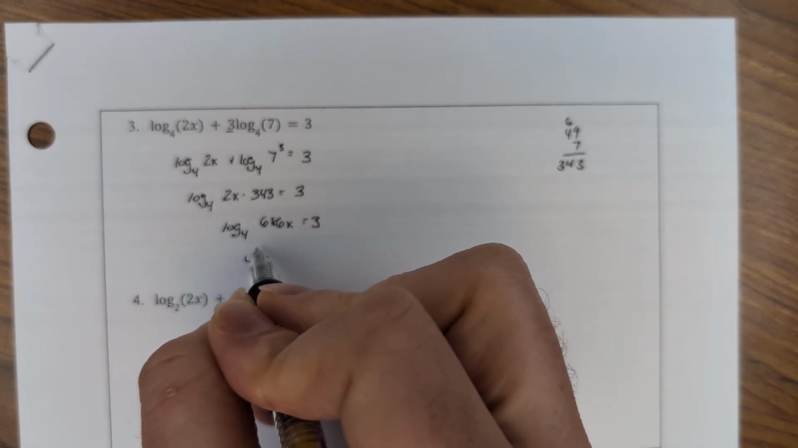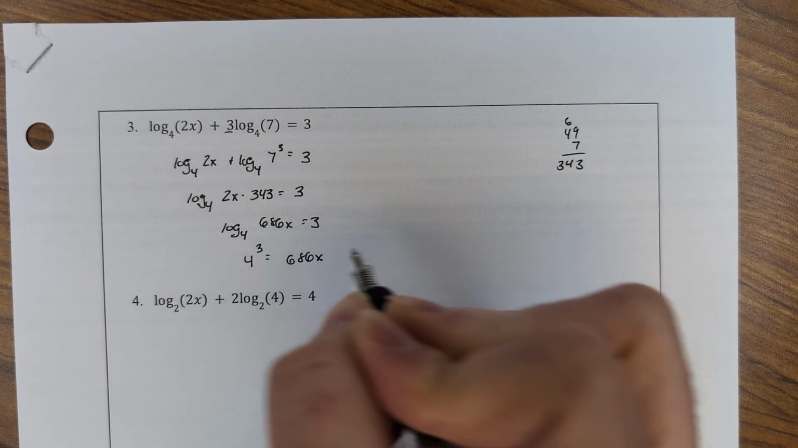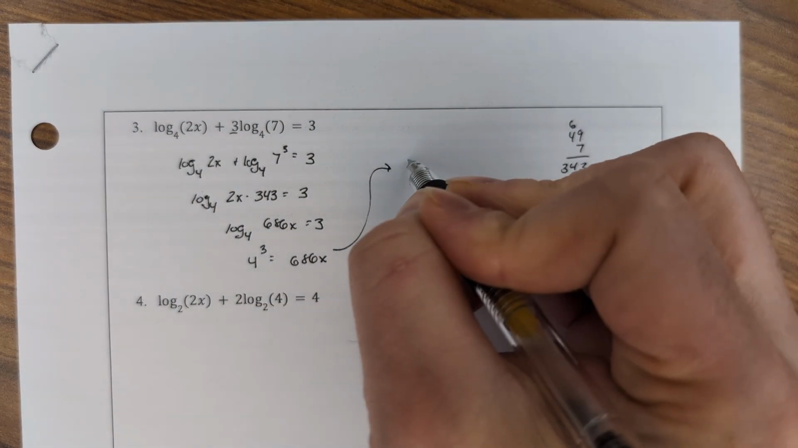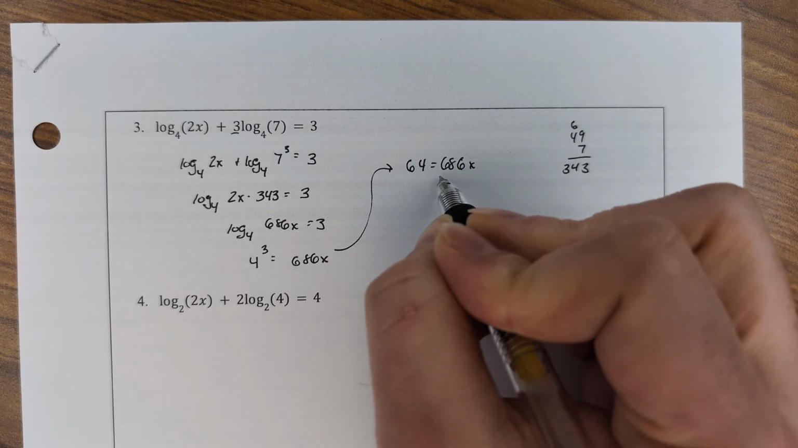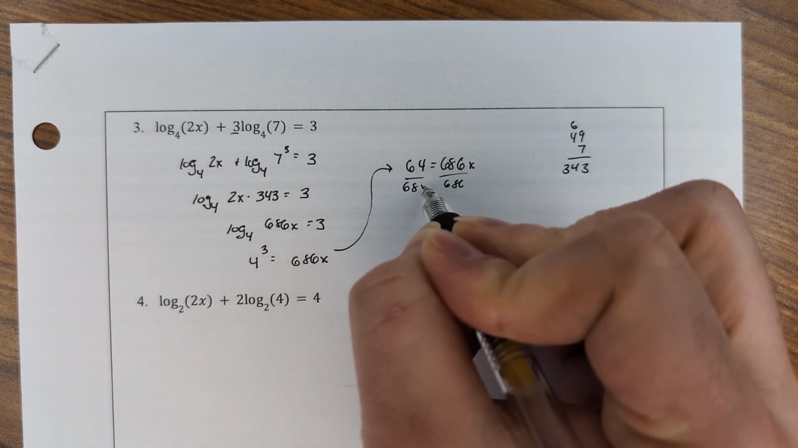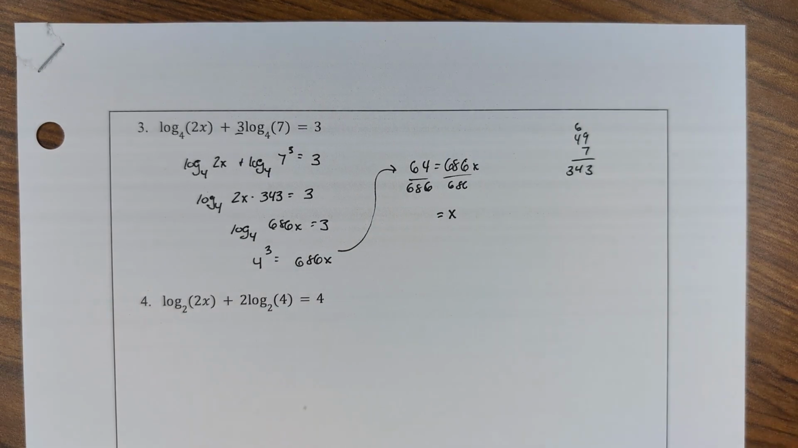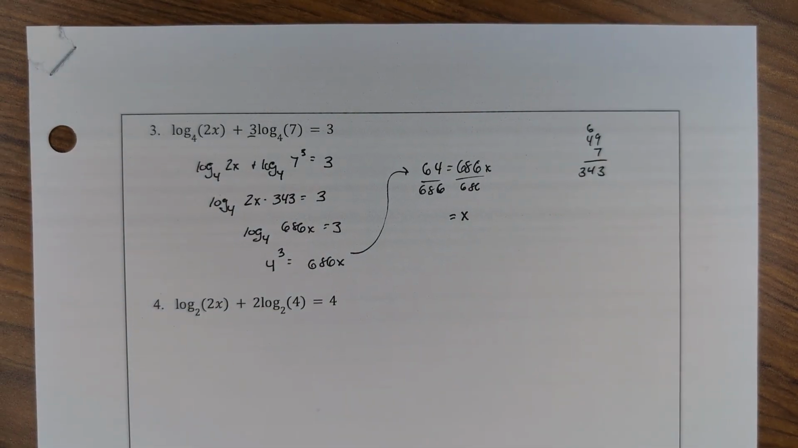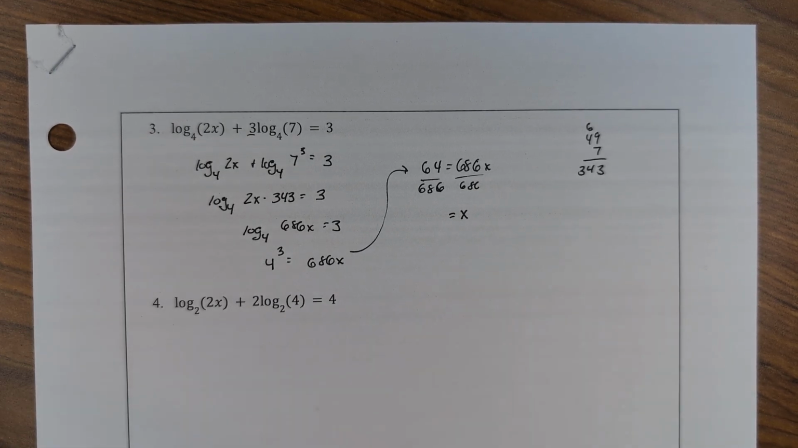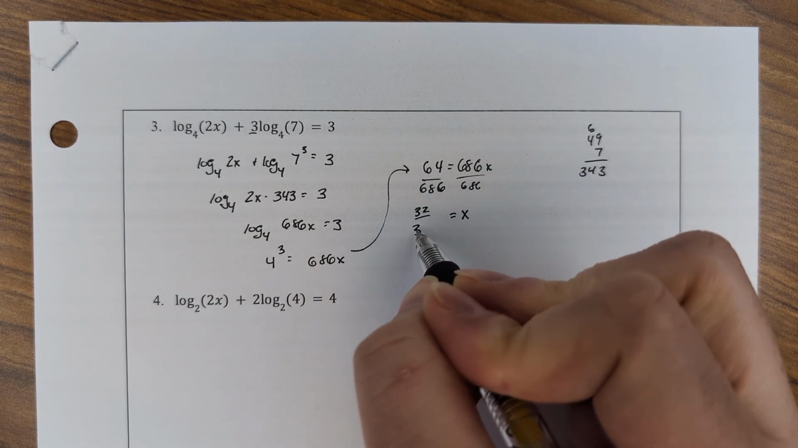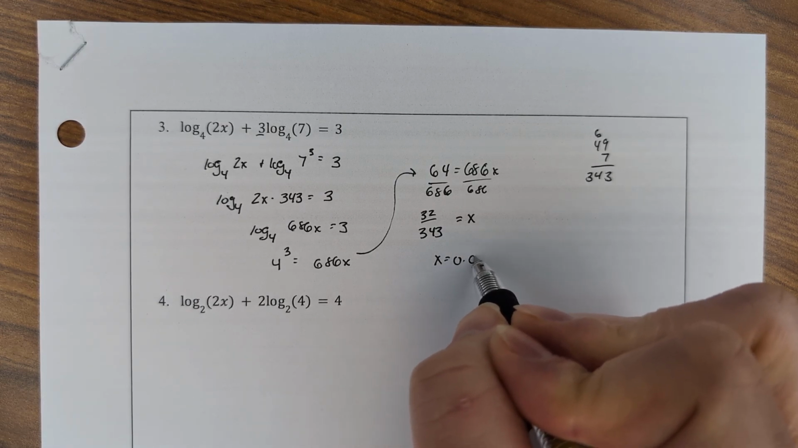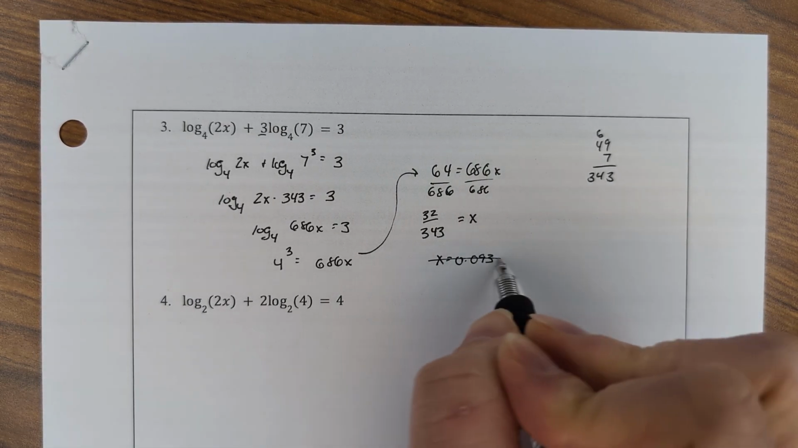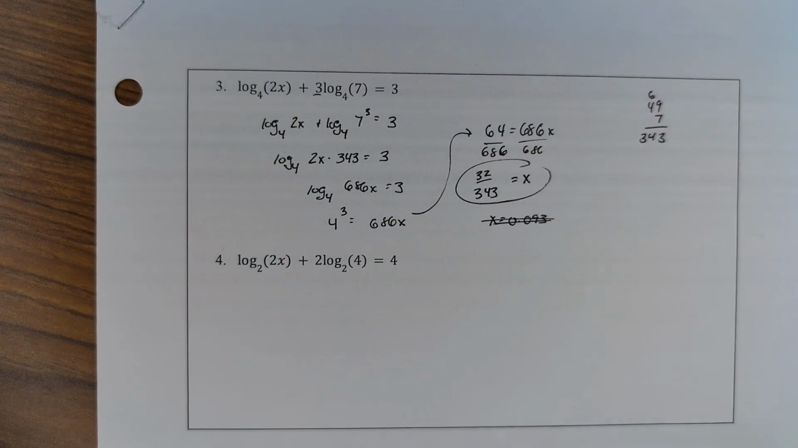So do our rewriting: 4 cubed equals 686x. 4 cubed is 64. And then divide both sides by 686, which I can't do in my head, so let me grab a calculator. Okay, 64 over 686 reduces to 32 over 343, or if you want the decimal, which I should not use, 0.093. But don't use that. Fractions are better.